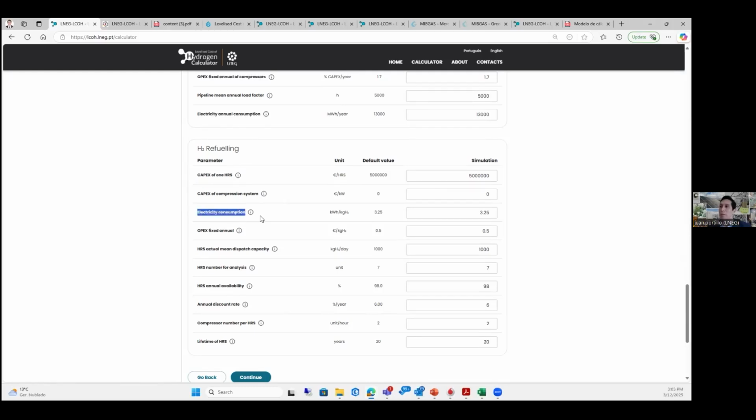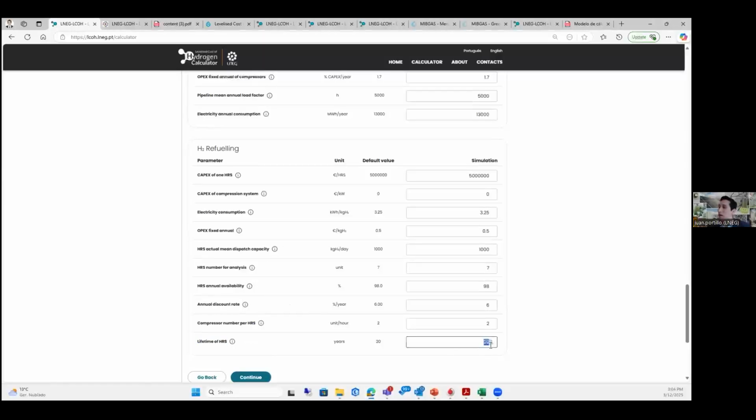In here, we have information about the electricity consumption, and the cost of electricity are associated to the ones that we indicated in the production module. We have OPEX, we have, let's say, the number of hydrogen refueling stations. We can be working with a network of hydrogen refueling stations, as we will see in one of the examples, or only one. Okay, we have the annual discount rate for this module, or for this system, and the lifetime of the hydrogen refueling station.